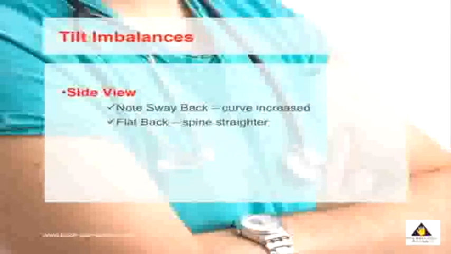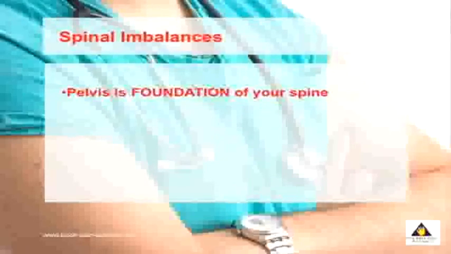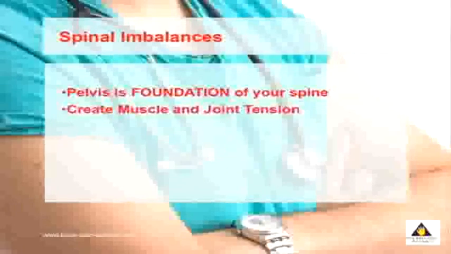And also you can look at the side view of your posture, and this is what detects what's called a tilt type imbalance, where you can have a sway back where the curve in your low back is a lot greater, or you may have a flattened spine. It's the pelvis which is the foundation of your spine, and it's the imbalances that are centered around here that can create pain throughout your spine, causing both muscle as well as joint tension.